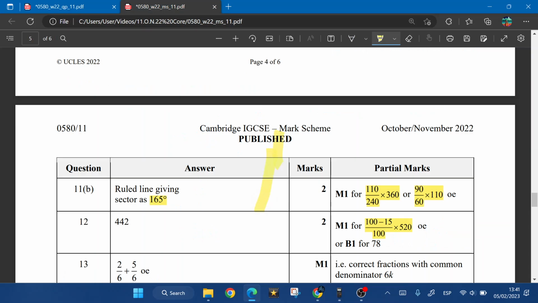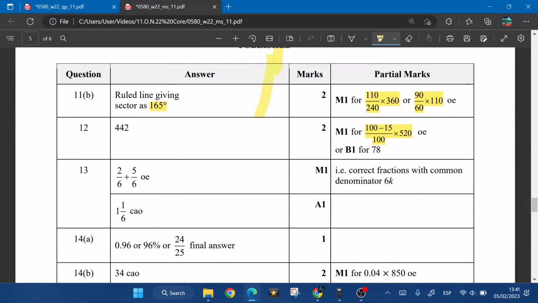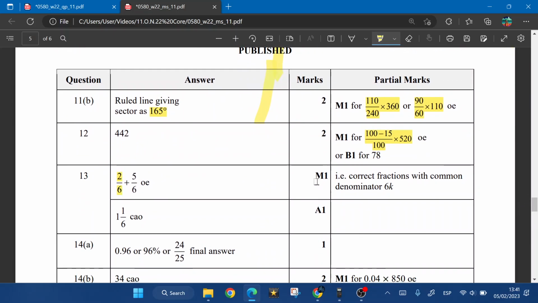Okay, so as you can, my goodness, what's going on? Right, as you can see here, 1 mark for getting those denominators the same, and you only get full marks if... Okay, because it says A1 here, this mark is dependent on the method mark, so you won't get the A mark if you don't have the M mark.